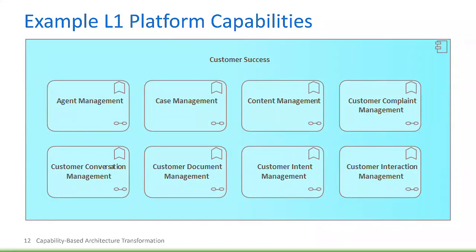6 of these top-level capabilities can, I think, be directly traced back to the data model that we saw earlier. So the idea of case management, complaint management, conversation management, document management, intent management, and interaction management. Those can all come directly from the preceding diagram, where each of those was identified as a separate data object. And it just turns out that there's a little bit more to that as it relates to the customer service reality, that we also have to be able to manage our agents. So that should be another rectangle on that diagram.